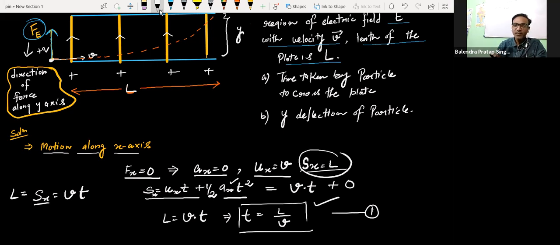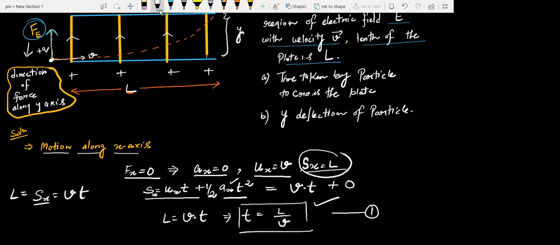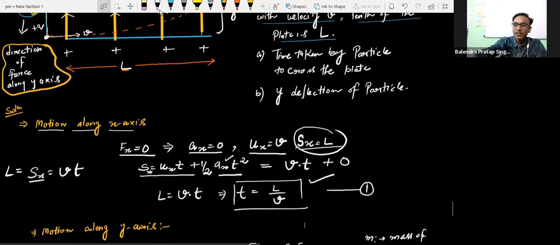This is simple: distance upon velocity gives the time, because there is no force along the x-axis. That's why you can estimate time by simply L upon V. Is it clear for motion along the x-axis? Yes, sir. Clear. So this is the first part.